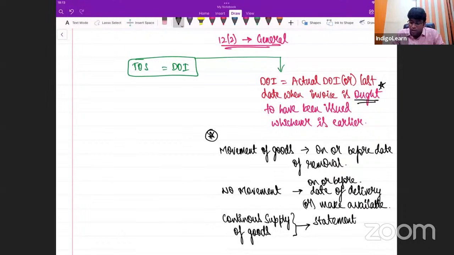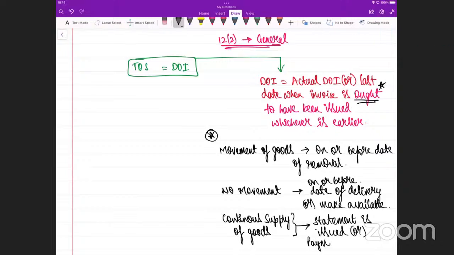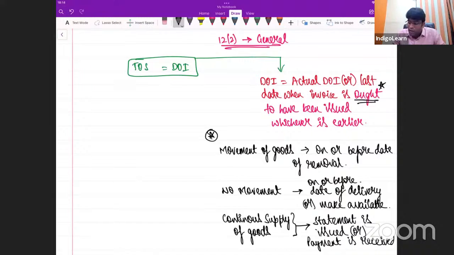When a statement is issued or payment is received, that is the time when the invoice is supposed to be given. Now, what is the meaning of this word called continuous supply of goods? Practically, a lot of times some dealers sign a contract with some people saying that whenever I keep asking for goods, I'll keep on supplying, but monthly once or 15 days once or weekly once, we'll raise an invoice or give a statement.